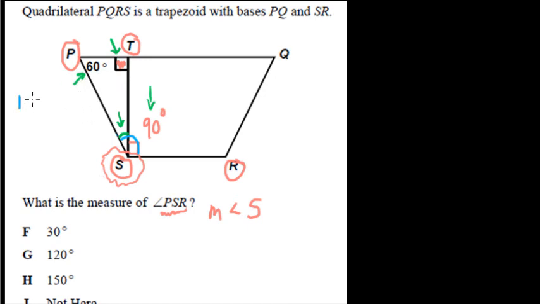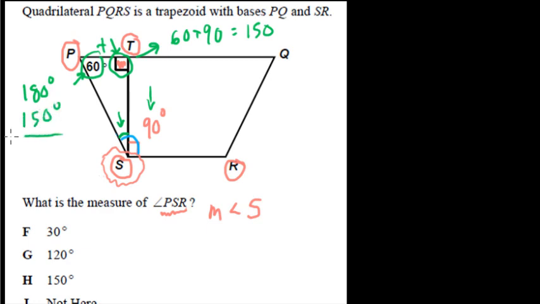We know that we have 180 degrees in a triangle, right? And we have 60 and 90 on these. So we're adding this angle and this angle together. We add that together, 60 plus 90, that's going to equal 150. So I'm going to subtract away 150 degrees from 180, and I get 30 degrees.